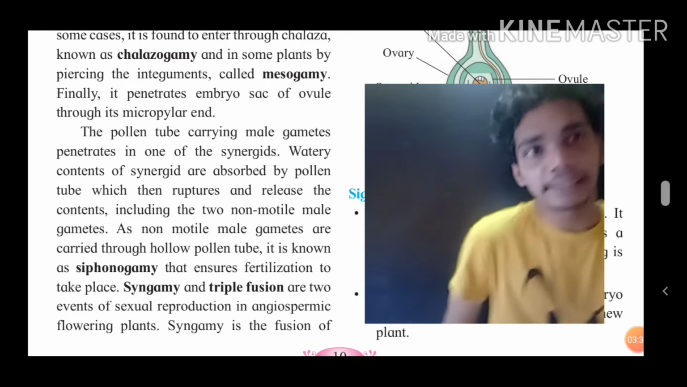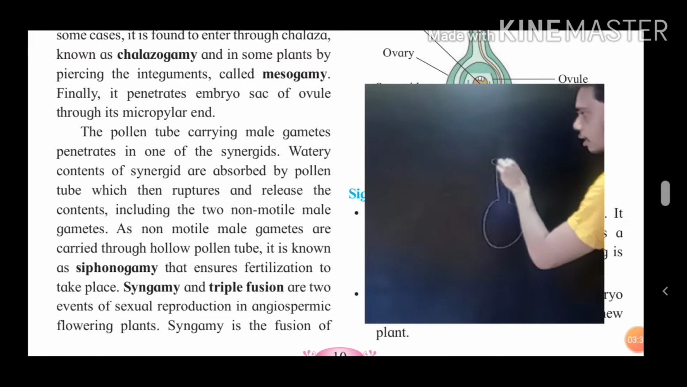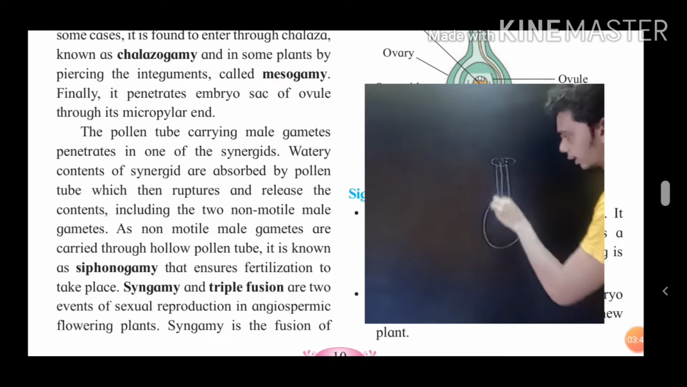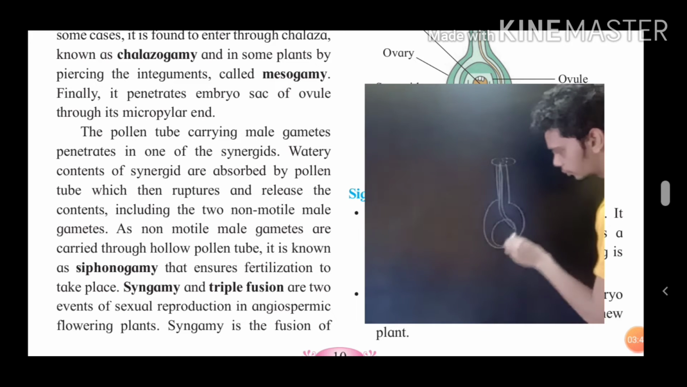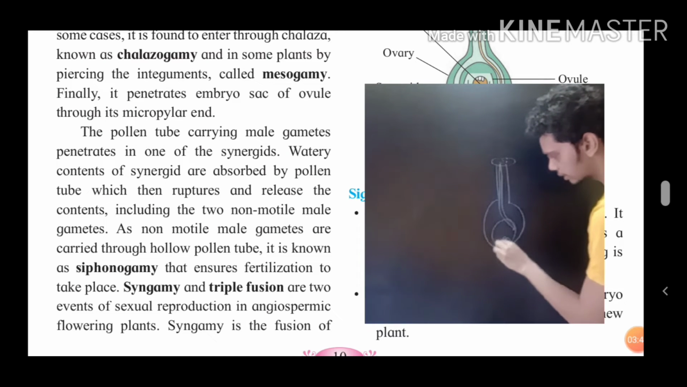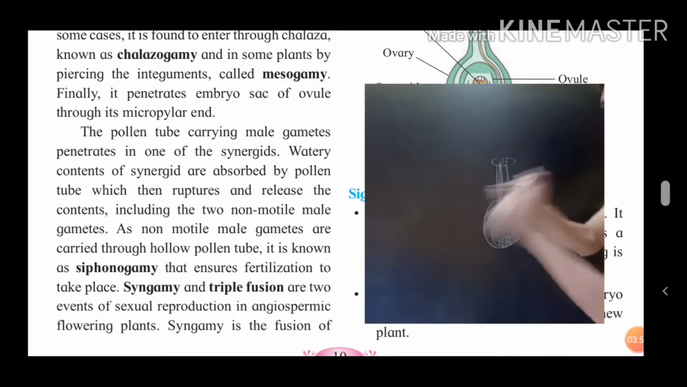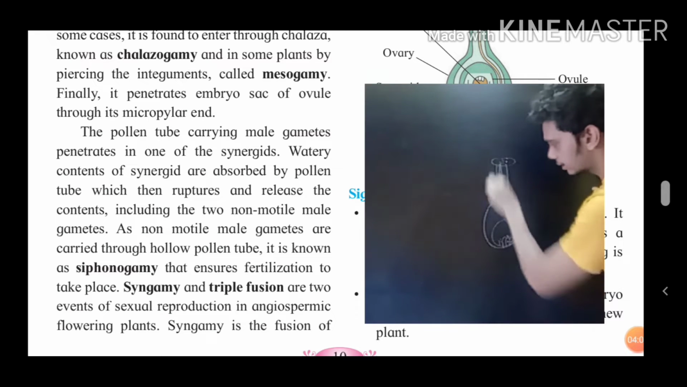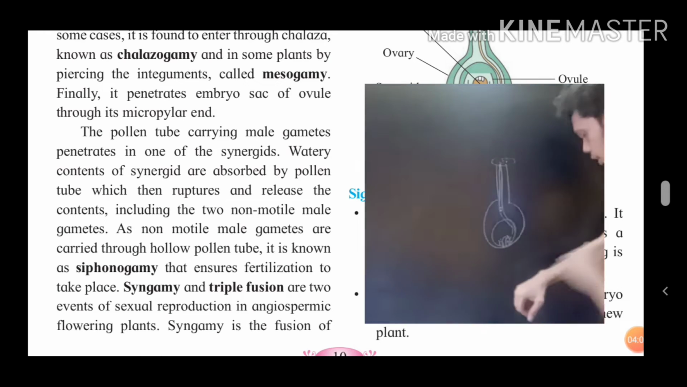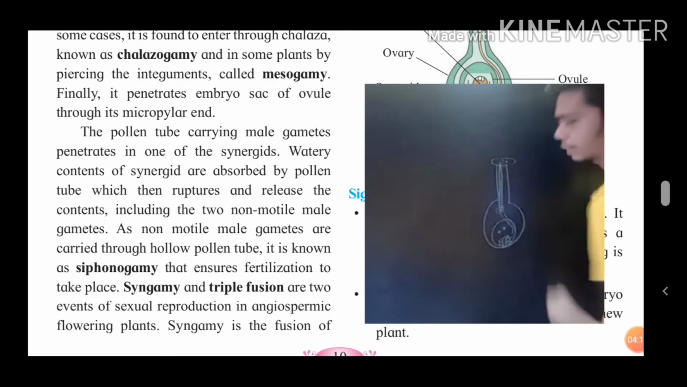So, how can you understand this? Simply, once from the stigma the pollen grain forms a pollen tube, which starts reaching, suppose this is the ovule, one of the synergids having a filiform apparatus. When it reaches the synergid, it bursts open with the absorption of the water content. Then it carries two male gametes, which are non-motile, and one pollen tube nucleus. These are released into the embryo sac over here.